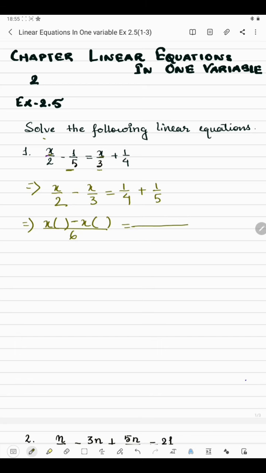Similarly, on the right hand side, what will be the LCM of 4 and 5? So if we find the LCM, then it will be 2 2s are 4, 5 cannot be divided by 2. Now 2 1s are 2, 5 will come down, then 5 1s are 5. So the LCM of 4 and 5 will be 20. So we will write 20 here.